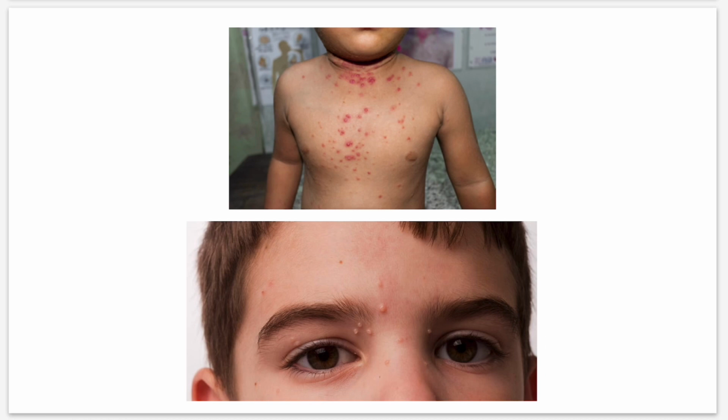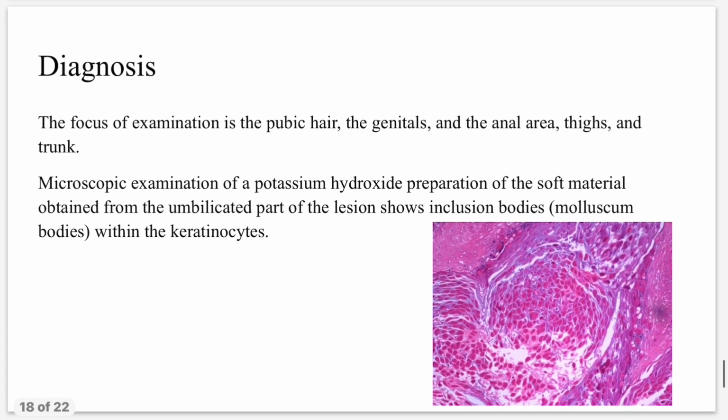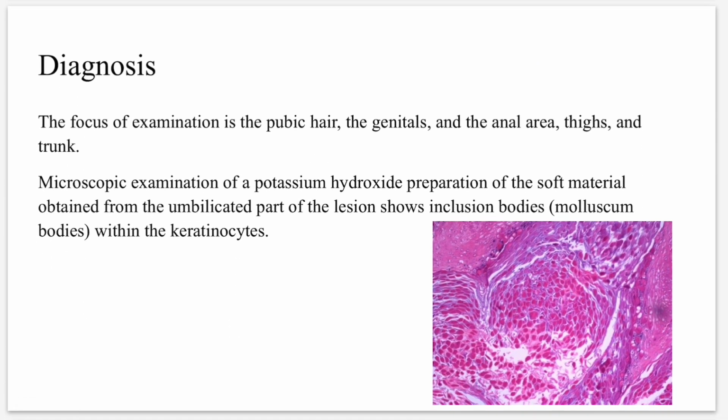So as I told you, it could happen anywhere on the body. It could be on the face, it could be on the body, and it may resemble other diseases such as chickenpox. To diagnose that, we have to go through some diagnostic tests to differentiate between other diseases and molluscum contagiosum. This could be the general inspection. Other than that, the diagnostic investigations could be a potassium hydroxide preparation. We should take the soft material from the umbilicated part of the lesion, and that should show inclusion bodies, the other name for which is molluscum bodies. Within the keratinocytes, these can be seen.